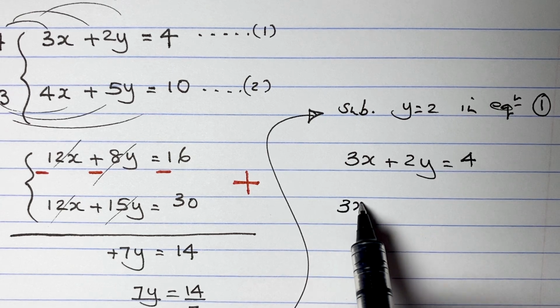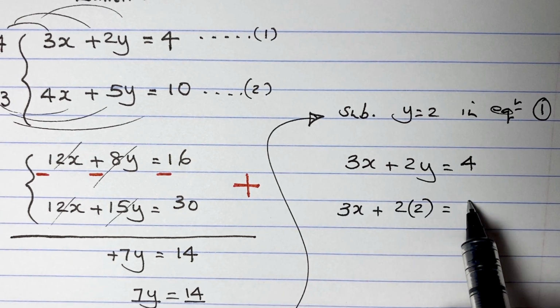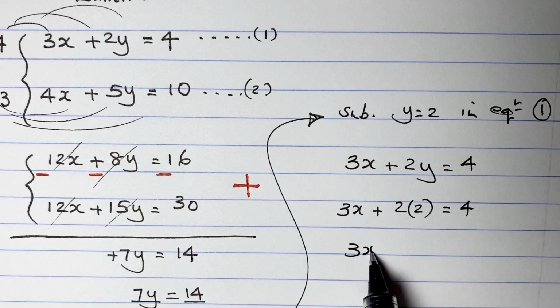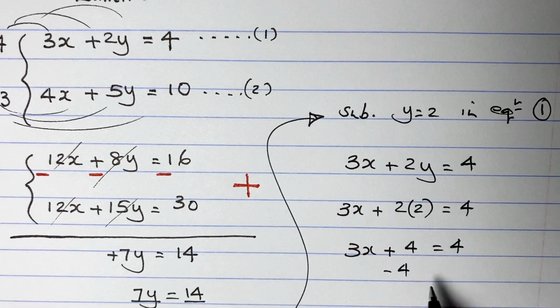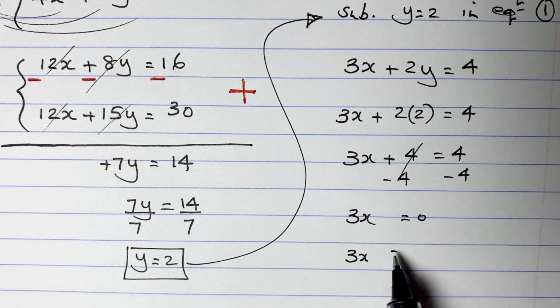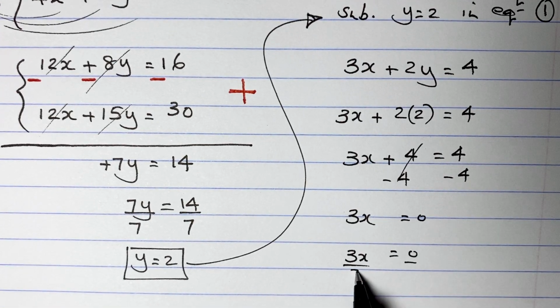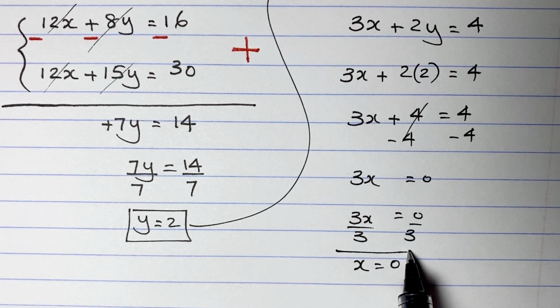So 3x, y is 2. 3x plus 4 equals 4. Remove 4 from both sides. So 3x equals 0. Dividing both sides by 3. X equals 0 divided by 3, which is 0.